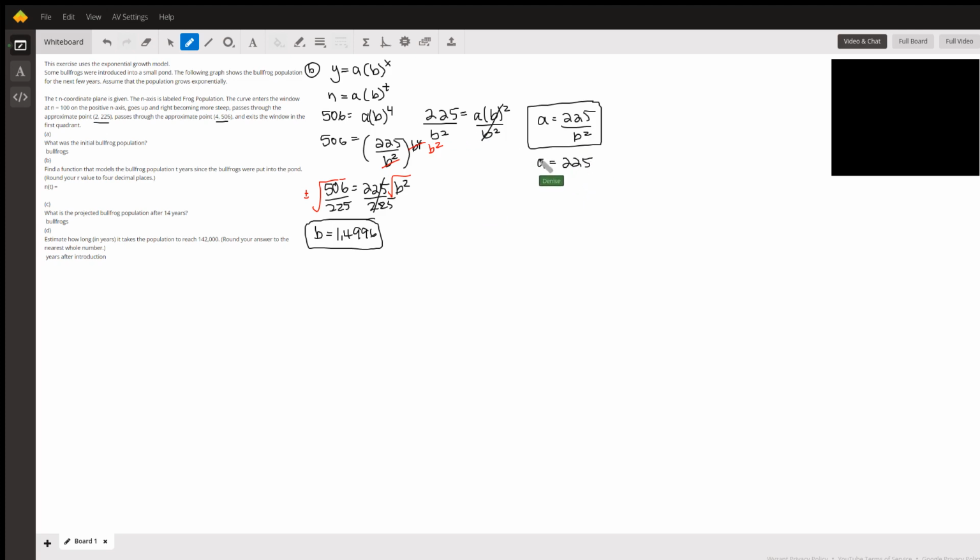Once we have that, we can easily get the a value by plugging it into this equation. We could use either equation, but this one's the easiest. So I get a equals 100.0494. So bringing these two together to make my equation, n equals 100.0494 times 1.4996 to the t.